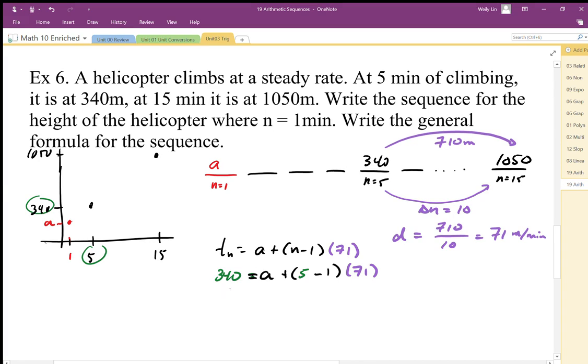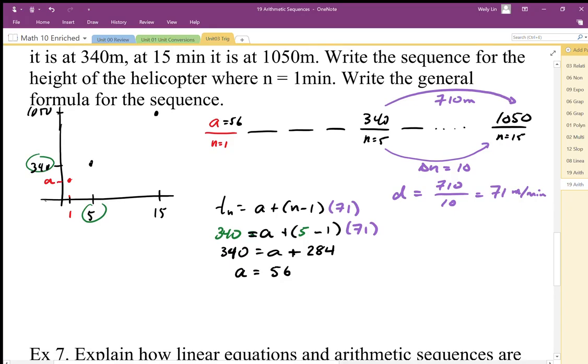So 340 is equal to a plus 4 times 71, which is 284. So I subtract 284 from both sides, I get a equals 56. So there's my starting term. I can now write my general formula. If n is equal to 1, a is equal to 56. My Tn formula is going to be 56 plus n minus 1, because I'm starting at 1, times my common difference of 71.